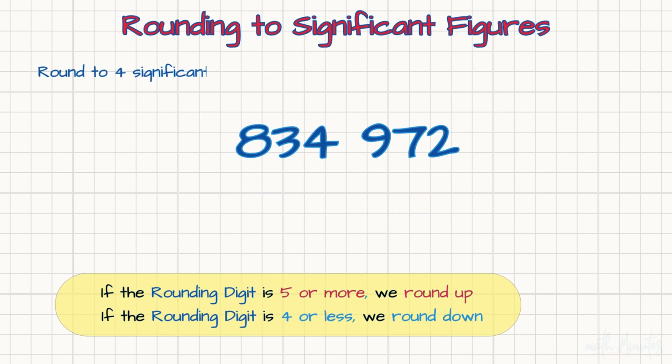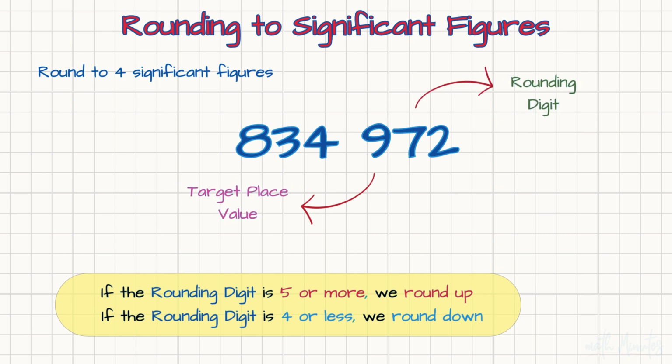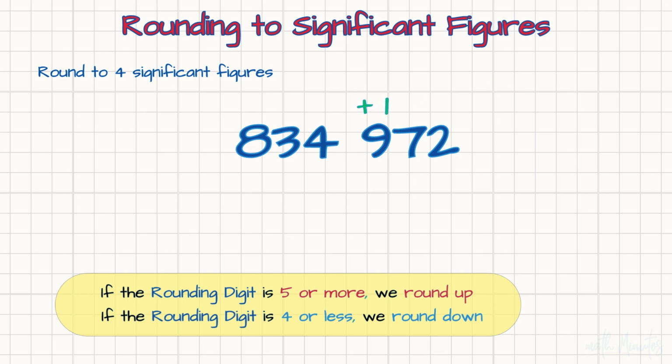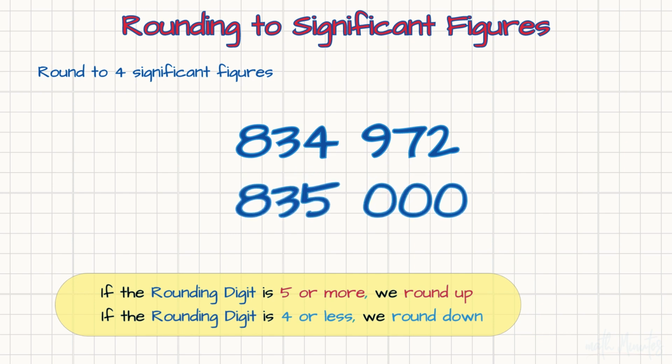Let's try and round the number to 4 significant figures now. The target place value is the 4th digit in the number, which is the 9 in the hundreds place, and the rounding digit is the 7 in the tens place. 7 is greater than 5, so the number rounds up and the target place value increases by 1. But hold on, the place value is a 9, so this means that we need to turn it into a 0 and increase the next digit by 1. So the 4 increases to 5 and our number rounds up to 835,000.